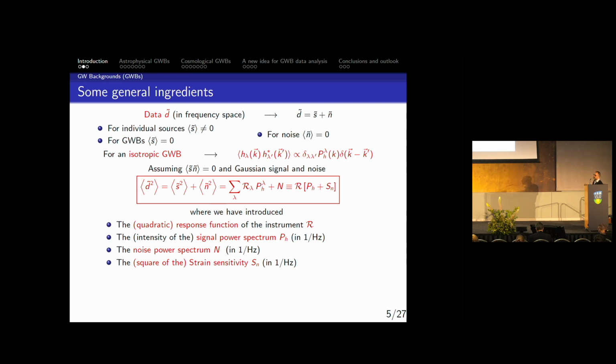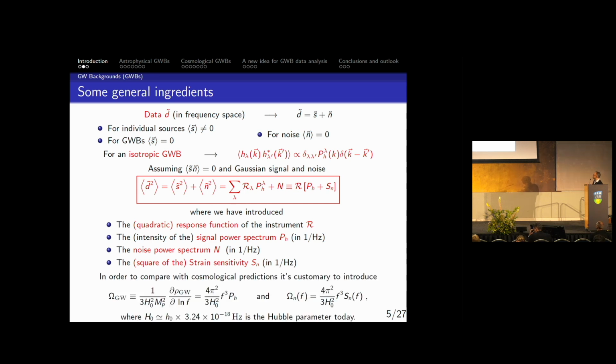So what you should do when you try to get information on stochastic backgrounds is to look at the variance of your data, where hopefully signal and noise are uncorrelated. So you have the variance of the signal and the variance of the noise. Variance of the noise is the noise power spectrum. As for the signal, on the other hand, you basically have the real signal here, which is modulated by the response function of your detector. That's basically where you have to start digging if you want to get information about stochastic backgrounds.